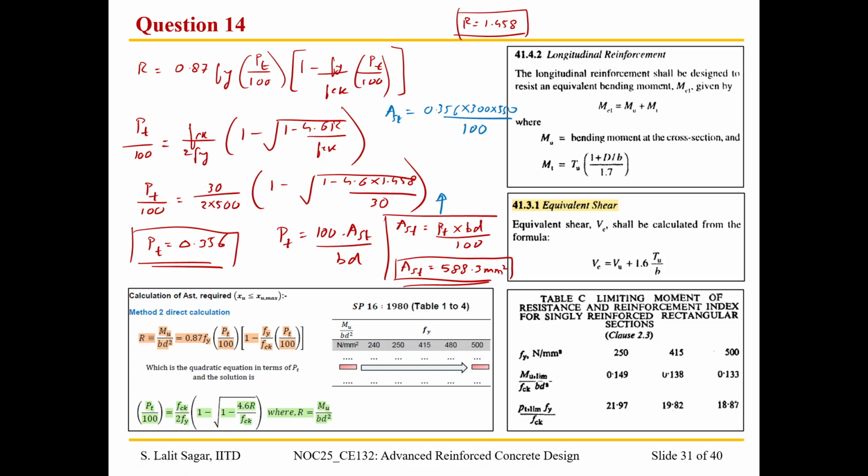So we will get the value of Pt when we substitute these values. 30 by 2 into 500 into 1 minus square root of 1 minus 4.6 into 1.458 divided by 30. Upon simplifying, we get the value of Pt as 0.356. So Pt is 100 into AST by BD. So AST is Pt into BD by 100. So we can get the value of AST as 588.3 mm square.